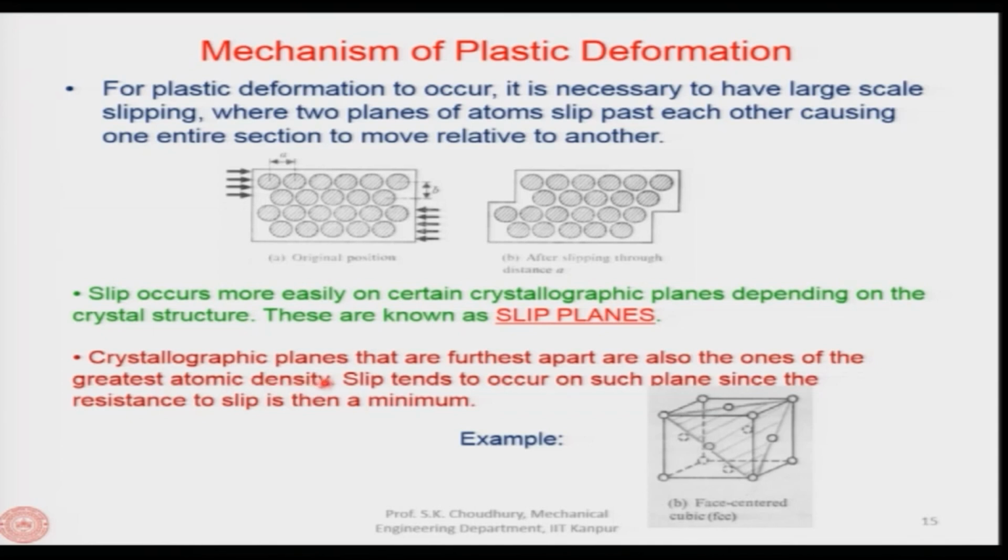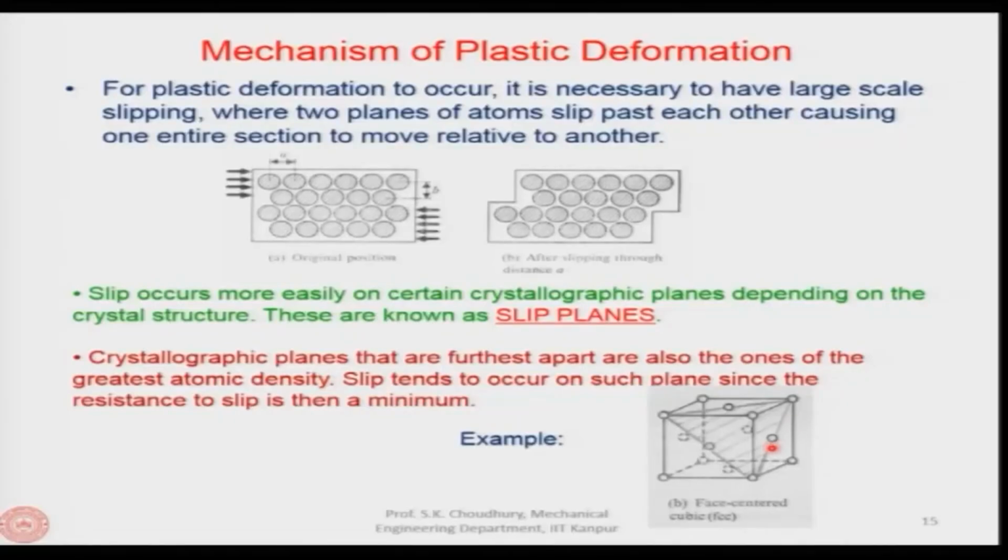What we are saying is that when two layers of atoms have to move with respect to each other when shear stress has been applied, they will move along the slip plane, where the two layers are farthest apart from each other, and those two layers will have the maximum atomic density.